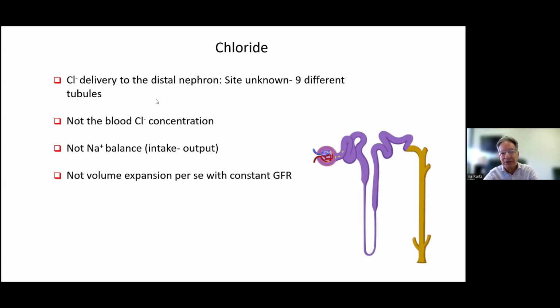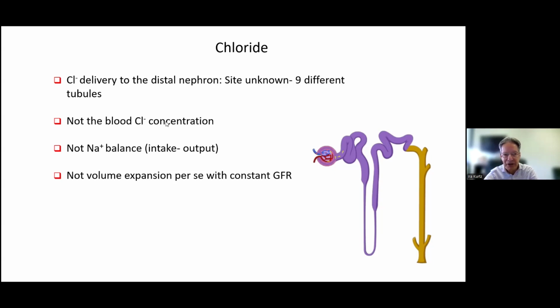No one had ever shown it. This was a hypothesis based on the experimental data where they just did whole kidney or whole animal balance studies. And from clues that they saw, which I won't get into today, they hypothesized it was the distal nephron. There weren't experiments showing it. And it didn't appear to be the blood chloride concentration. They varied the chloride.